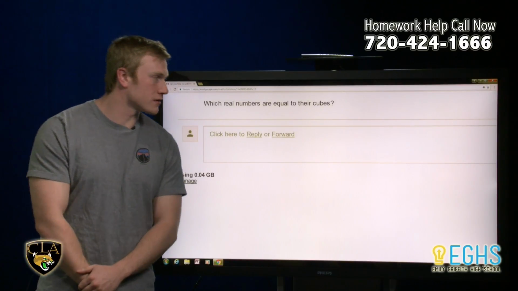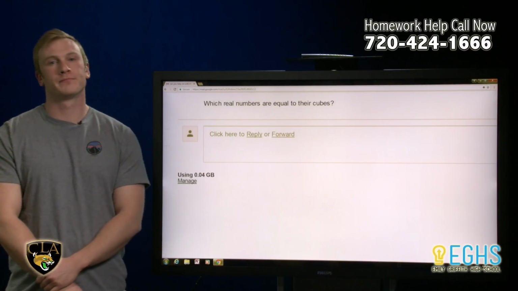Which real numbers are equal to their cubes? Just one, right? And -1. True. That's all I can think of, right? Anything else is going to be much bigger or much smaller.